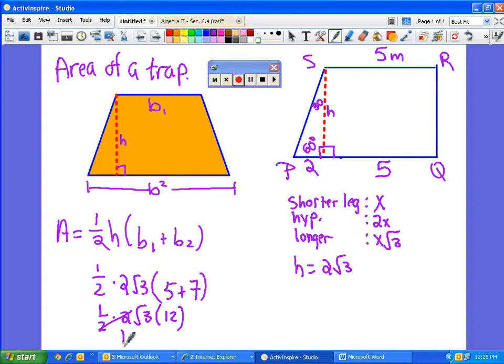Okay, so now I have 12 times 1 times the square root of 3, which is 12 times the square root of 3. And that's your answer. Yes.